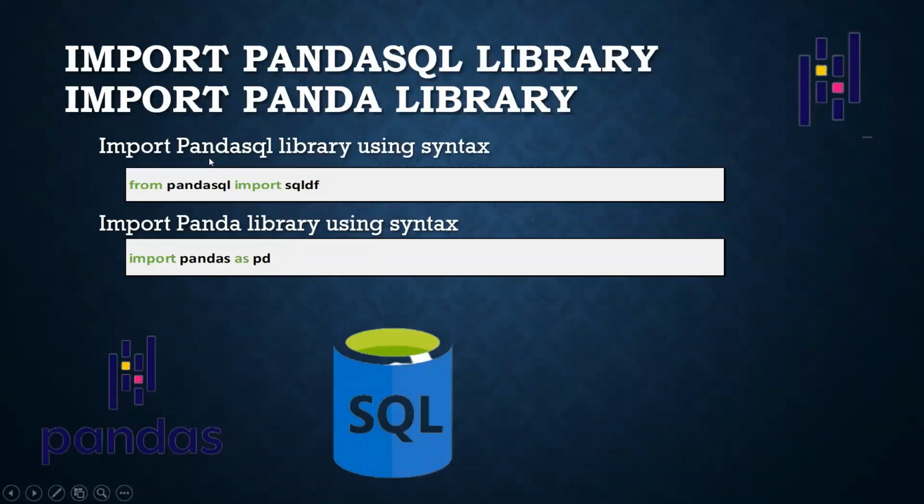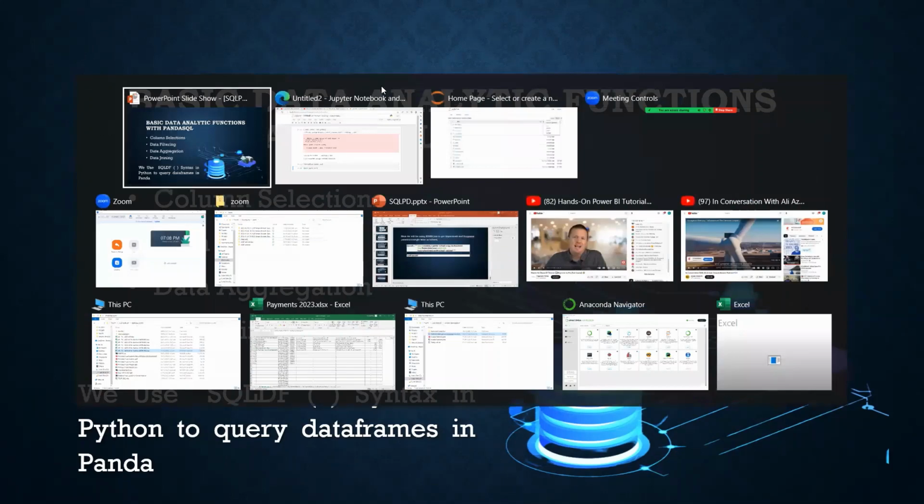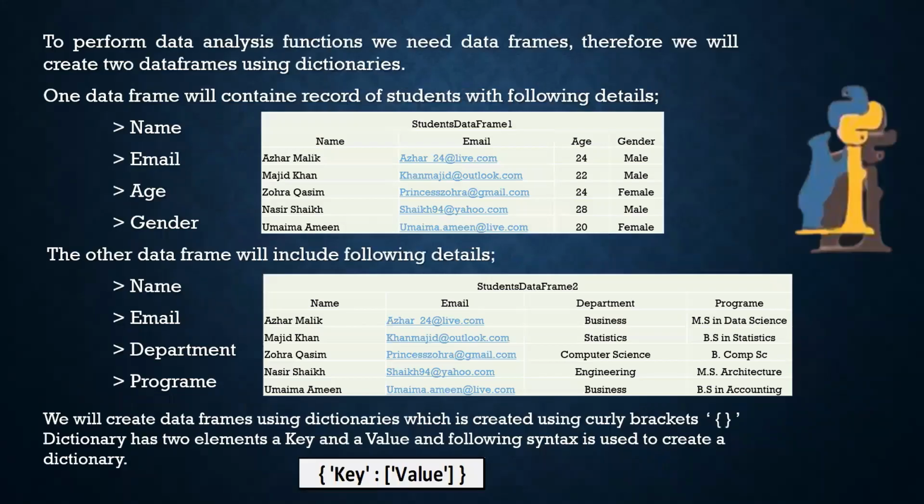We have imported the Panda SQL library. We have imported the Panda in our Jupyter Notebook. Now some basic data analysis functions that we can perform using SQL queries are column selection, data filtering, data aggregation, and data joining. We'll use the syntax SQLDF to query our data frames in Python. So let's create some data frames.